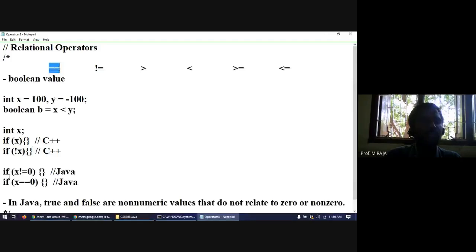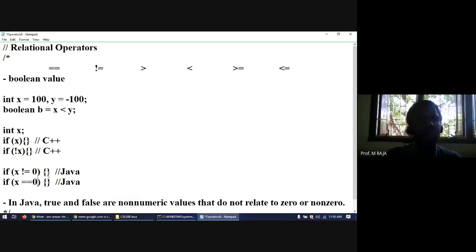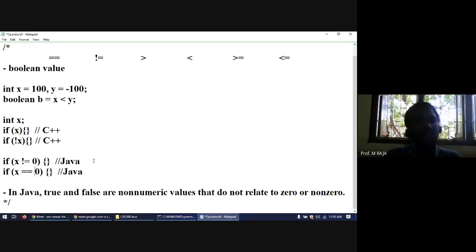So you need to write explicitly, checking if x is not equal to 0 or checking if x is equal to 0. This kind of explicit checking is to be done in Java since Java does not support this concept of true and false with respect to any non-zero value and zero value, because in Java the Boolean data type supports Boolean values only, right? True or false. Understand or not?